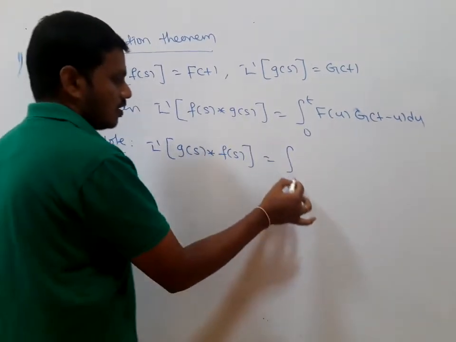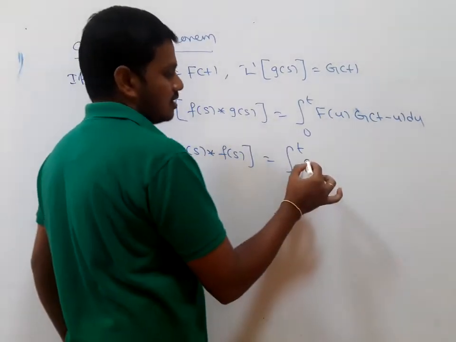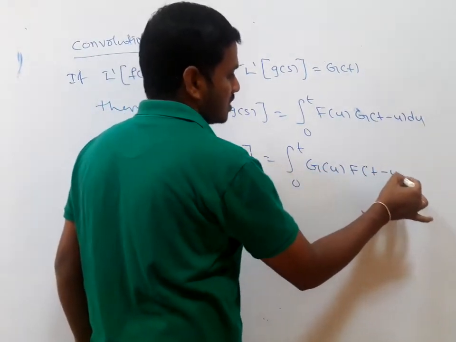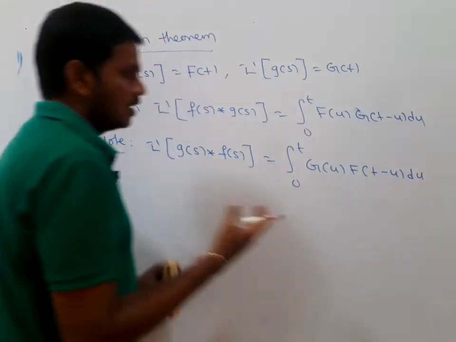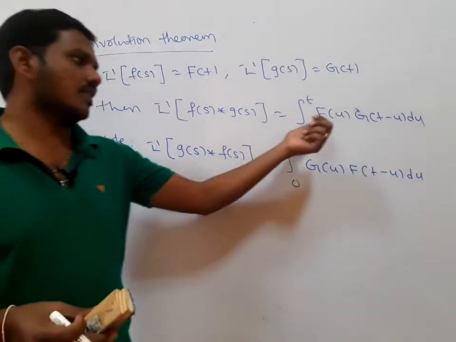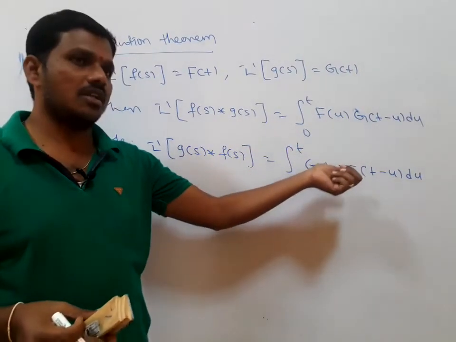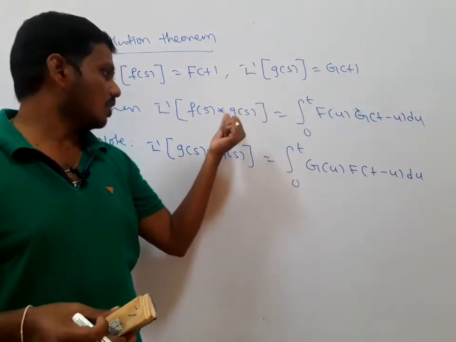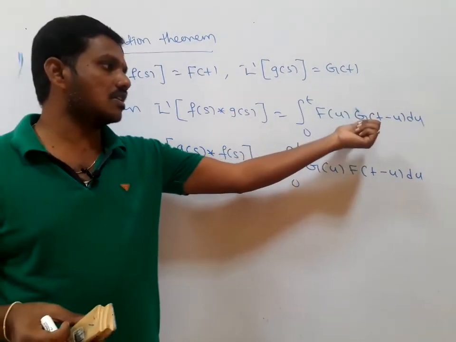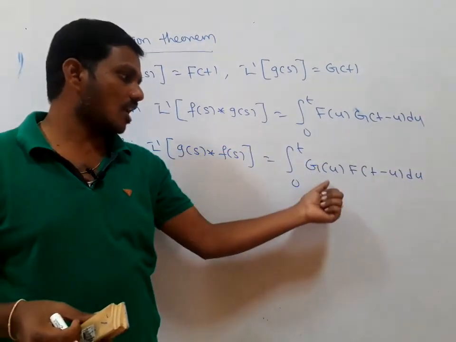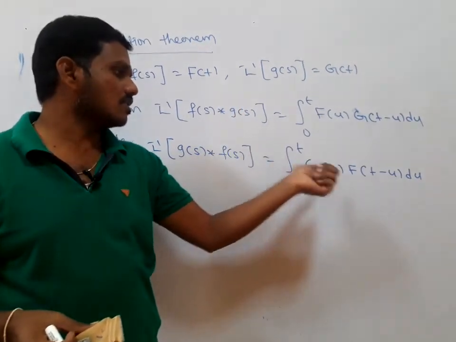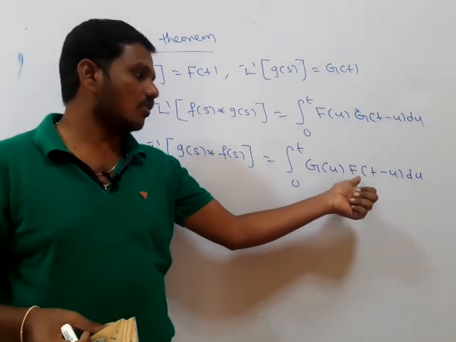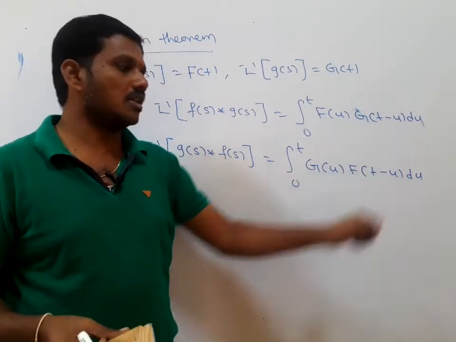So here is what you are going to expect: g of u into f of t minus u du. That means there is no effect whether you take the first function as f of u or g of t minus u. If you take f of u, then L inverse of g of s gives g of t, so we take g of t minus u. If you take g of u, then L inverse of f of s is f of t, and from this you take f of t minus u du.